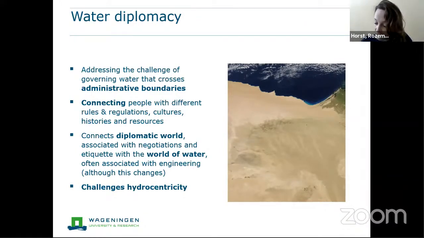And lastly, what I find very valuable about the approach of water diplomacy is that it forces us out of a hydrocentric focus. So it forces us to think beyond water. It forces us to place water very specifically into the social, political, economic, environmental context and see it broader than only water. And I think also in the water sector, this is required if we want to manage it in a sustainable way.